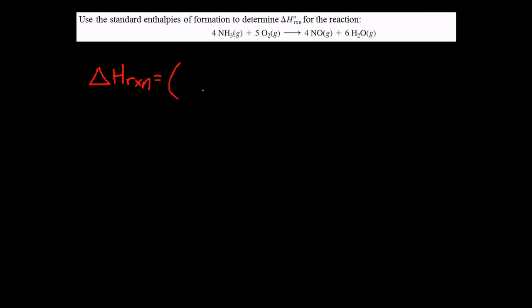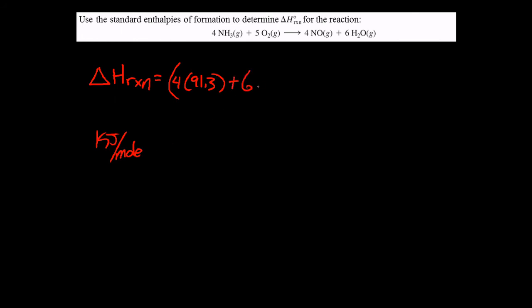All right. So just like before, products minus reactants. So our first product is nitrogen monoxide. I'm going to flip over here to nitrogen in my table. And NO is positive 91.3. And I have 4 of those. Just like before, all of these are in kilojoules per mole.